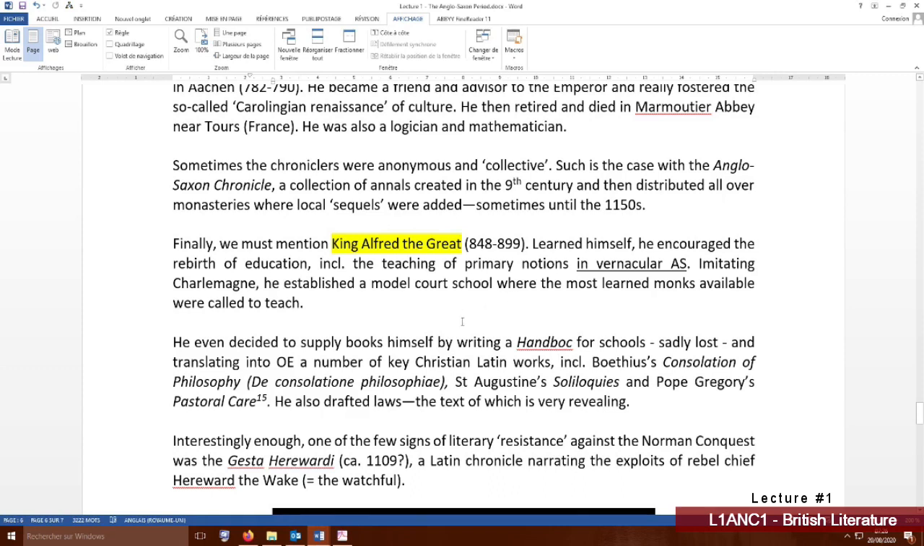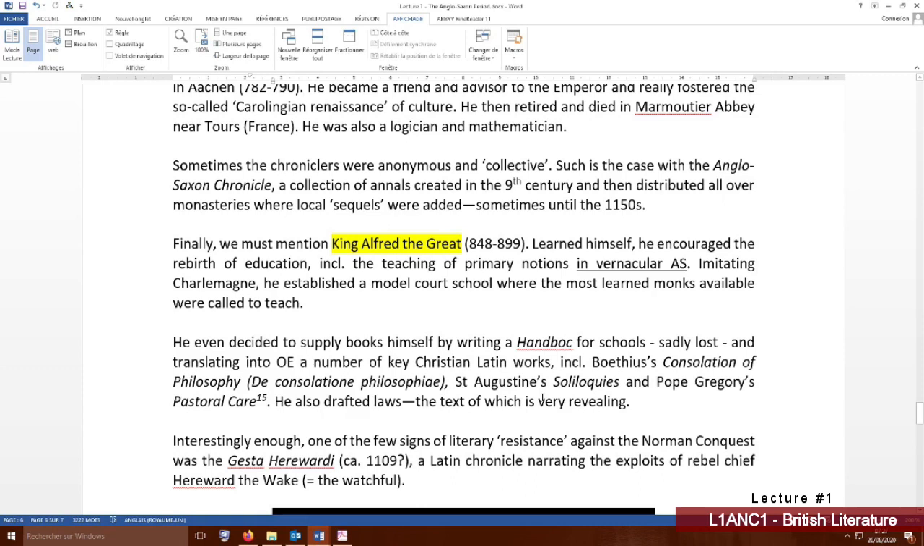Finally, somebody I have already mentioned, King Alfred the Great. He was learned himself, and again that was an exception. He encouraged a few decisive things. The first was the teaching of primary education in vernacular Anglo-Saxon, vernacular Old English. He imitated Charles the Great by establishing a model court, which was supposed to be imitated throughout the land. He was very serious about it.